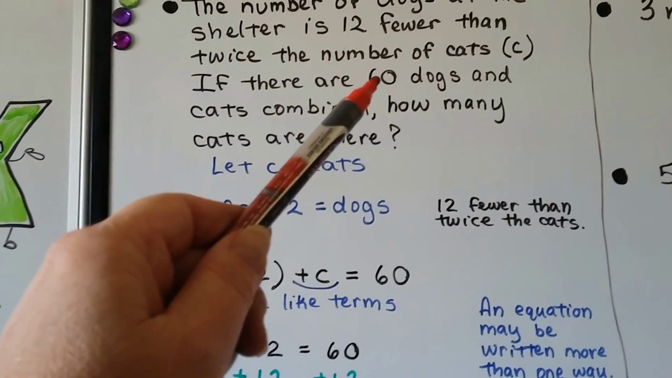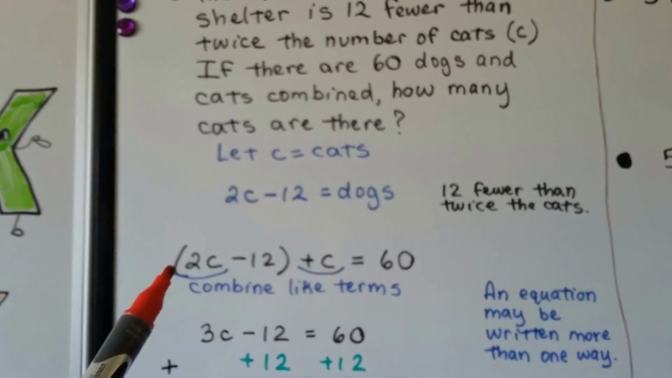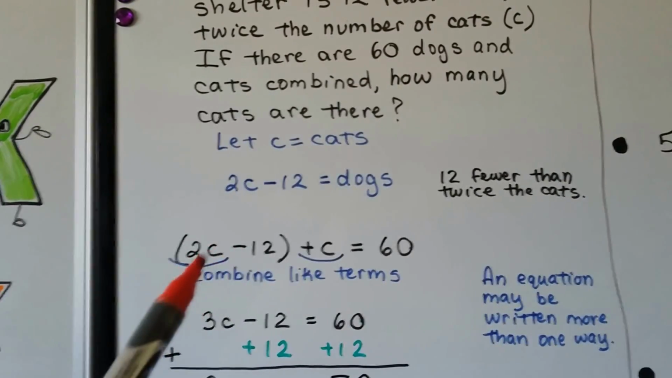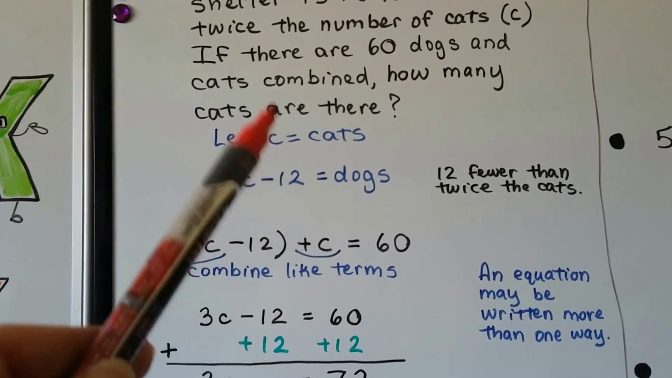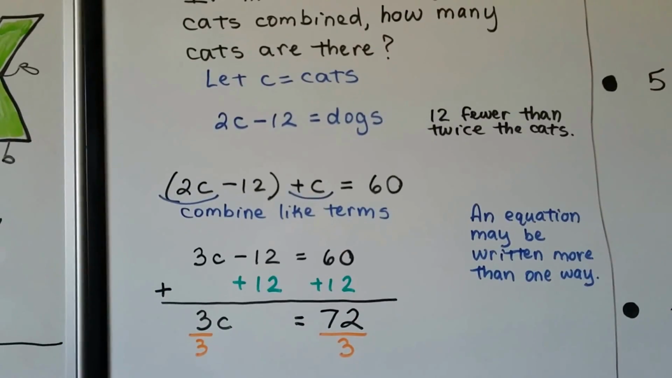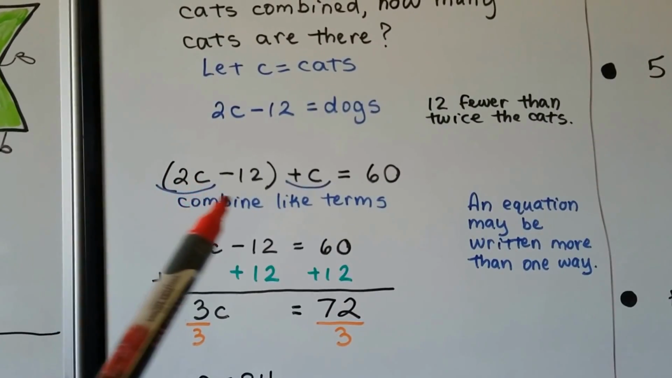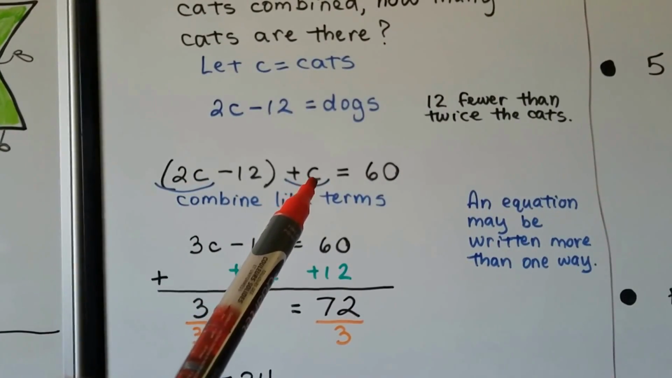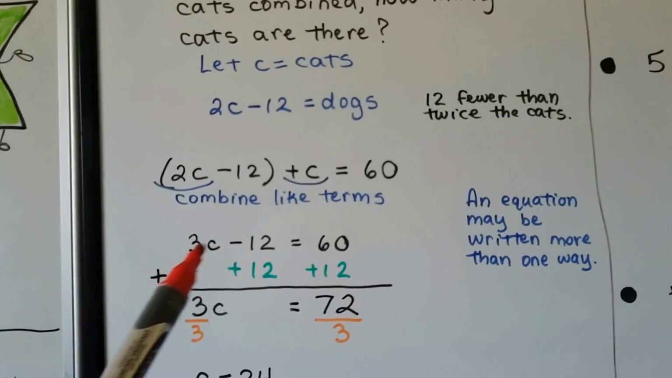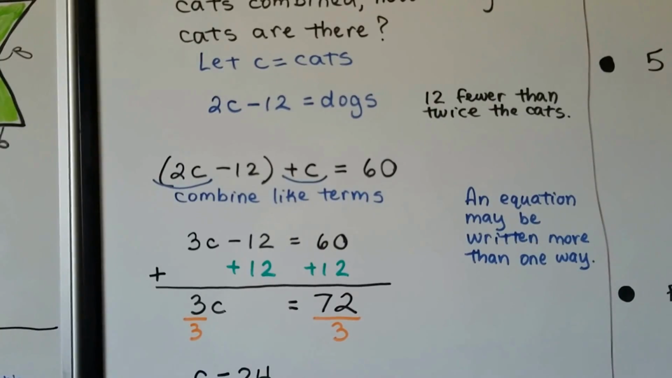Now, we know combined it's 60. So we know that 2C minus 12, that's the dogs, plus C for cats is going to equal 60. We can combine the like terms. We have 2C and a 1C here. That makes a 3C. We bring the minus 12 down, and we've got 3C minus 12 equals 60.